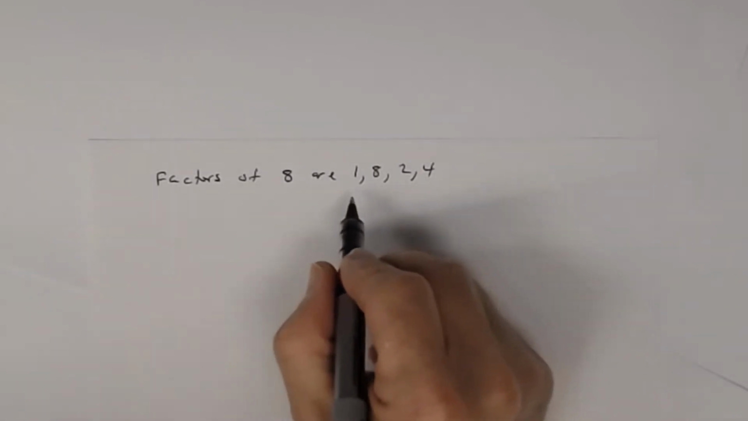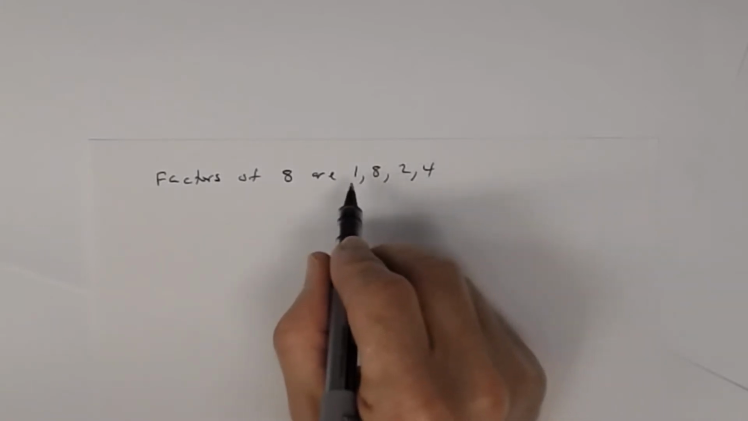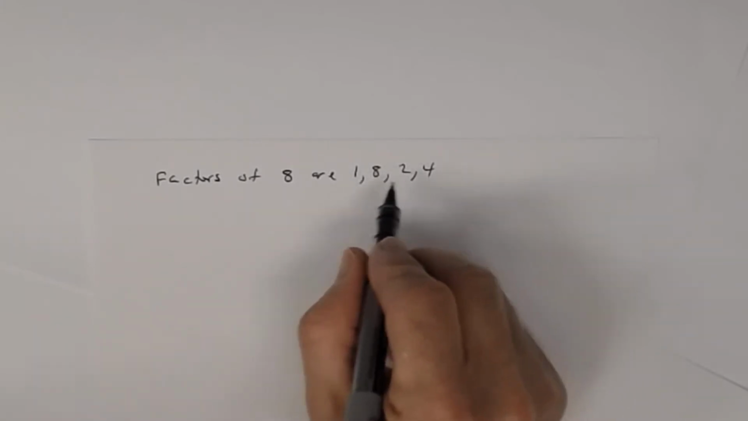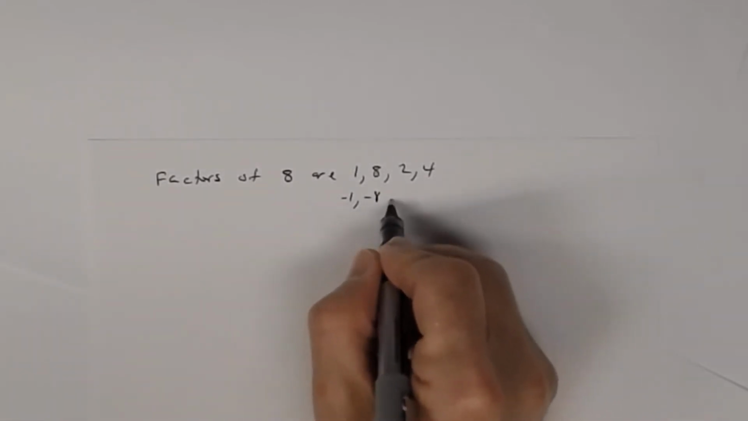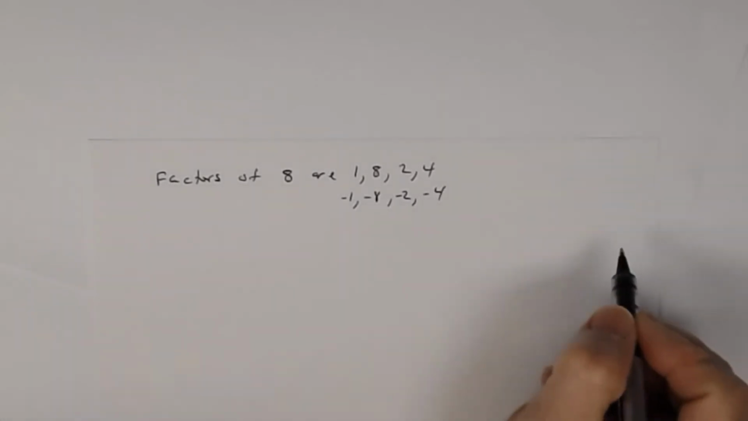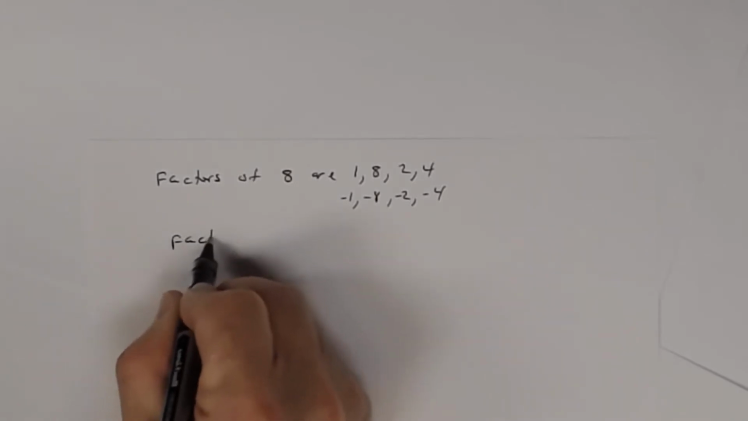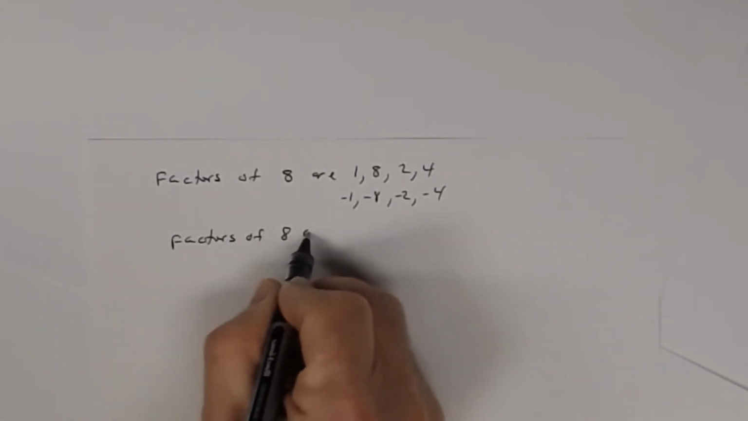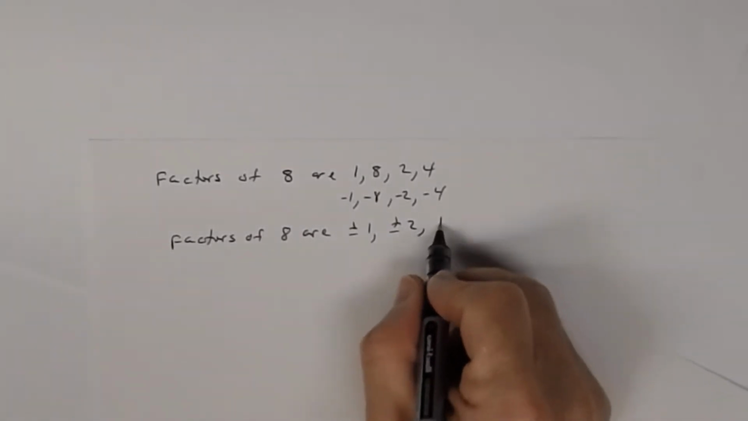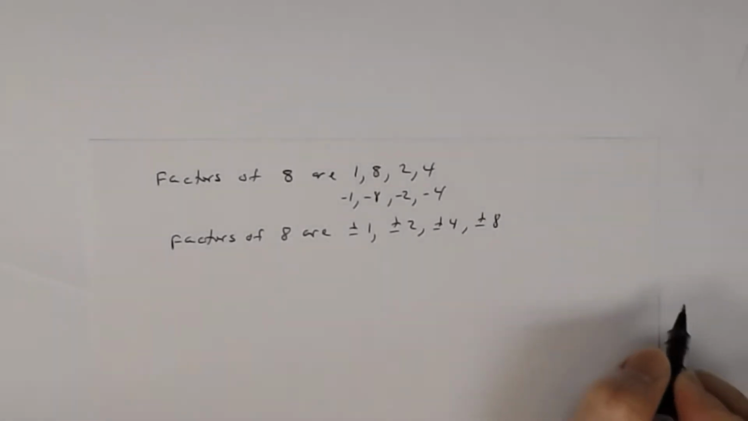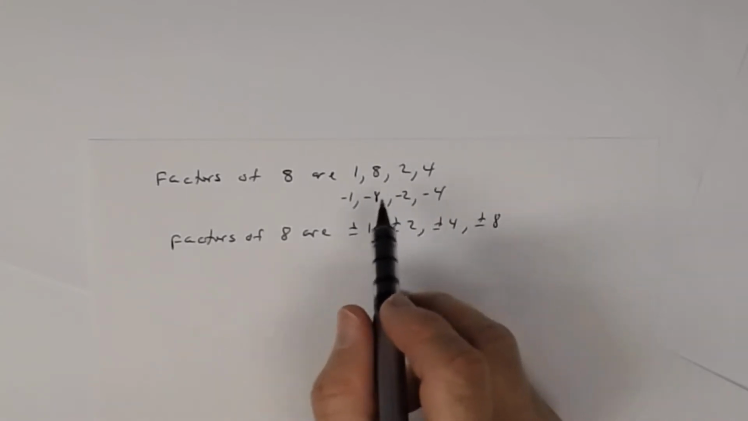But keep in mind that it's not just these positive integers. These are the only positive integers that are factors of 8, but also the negatives: negative 1, negative 8, negative 2, negative 4. So I could rewrite this and say the factors of 8 are plus or minus 1, plus or minus 2, plus or minus 4, plus or minus 8. So 8 has 8 factors: 4 positive, 4 negative.